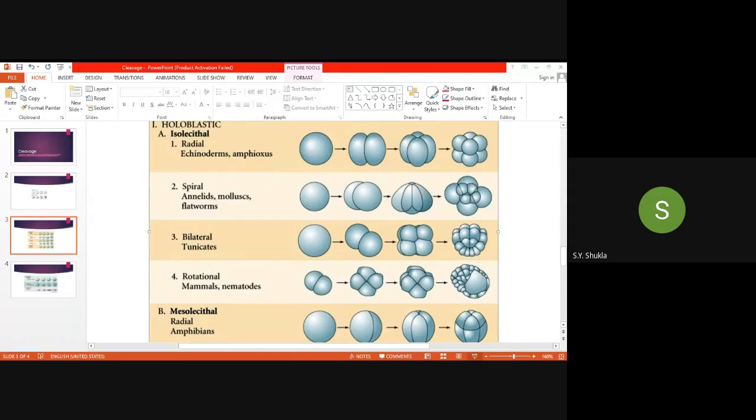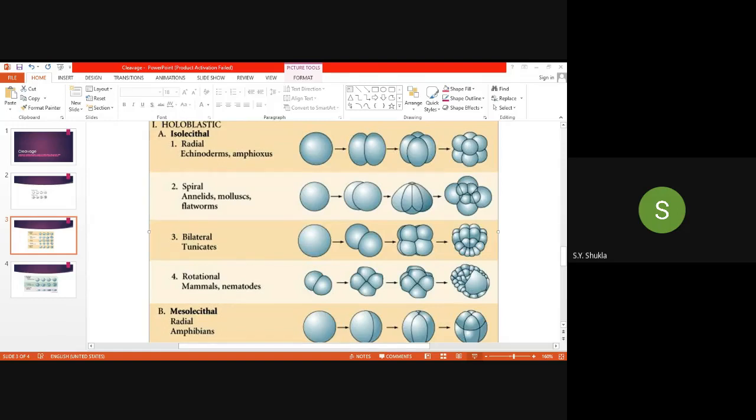An example is the tunicates. Example is the tunicates, like this way. After development, there is a formation of the blastocyst cavity. In the spiral one, there is no blastocyst cavity, but in radial cleavages, bilateral cleavages, and rotational cleavages, there is a presence of the blastocyst cavity. We are coming to that section.